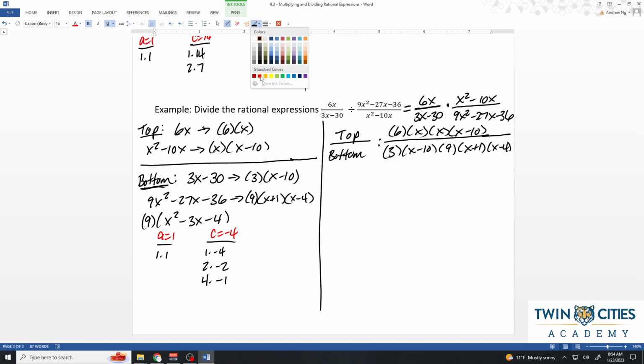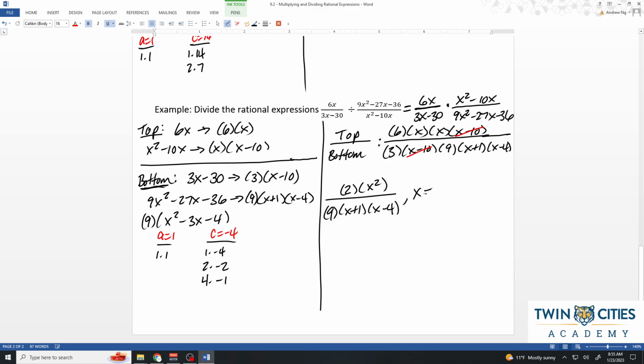Let's divide some things out here. So I've got an x minus 10 on the top, an x minus 10 on the bottom. Okay, and then I'm also noticing that I've got a 6 on the top and a 3 on the bottom. So I can divide 6 by 3 and make 2 on the top. So that'll be 2 left over on the top. X times x will be x squared. Now that 3 divided out with 6 times 2, so I'm going to be left with a 9 down here, and then an x plus 1, and an x minus 4.